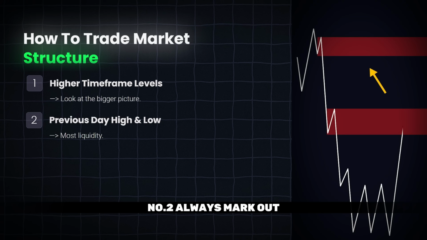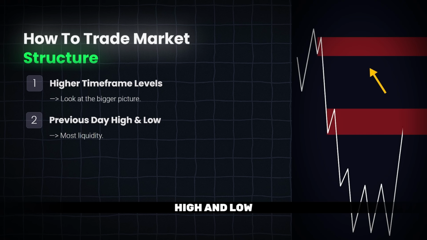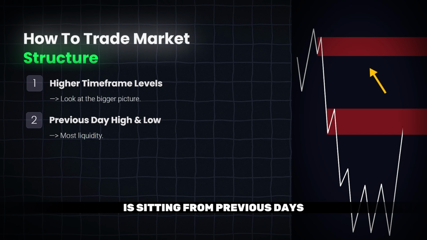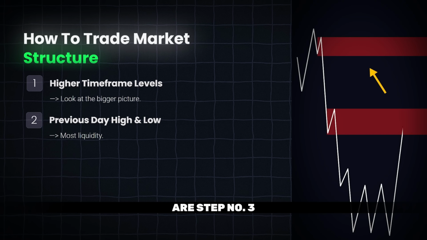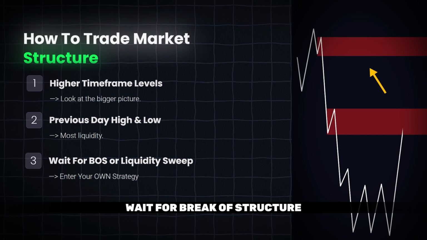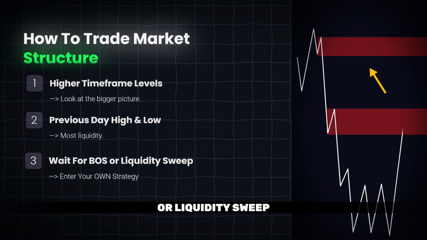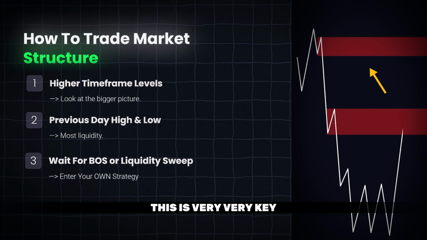Number 2, always mark out the previous day high and low. This is where the most liquidity is sitting from previous days because that's where the most unfilled buy and sell orders are. And step number 3, wait for break of structure or liquidity sweep and then enter using your own strategy. This is very, very key.